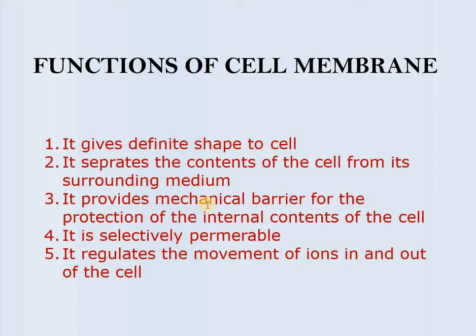Now let us talk about the functions. What all work does the plasma membrane do? It actually gives definite shape to the cell. It separates the contents of the cell from its surrounding medium. It provides a mechanical barrier for the protection of the internal contents of the cell. It is selectively permeable. It protects the cell from injury.